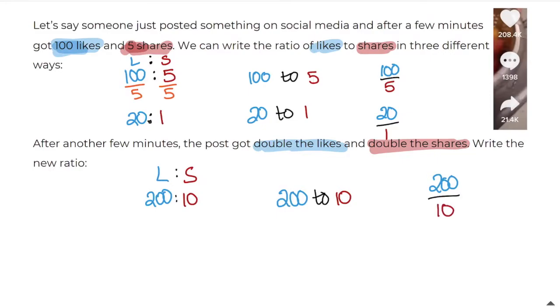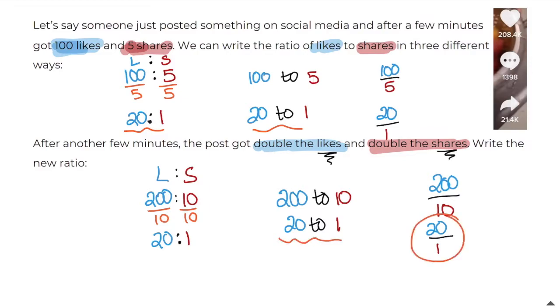Regardless, they still all reduce to the same ratio that we had over here, because this time I can divide both numbers by 10. When I divide 200 by 10, I get 20, and when I divide 10 by 10, I get 1. So I would still get 20 to 1. The reason is that the number of likes doubled and the number of shares doubled. So we're being consistent. As long as they're both being multiplied by the same amount, they are still equivalent to each other. So this would be 20 to 1, and this would be 20 over 1.